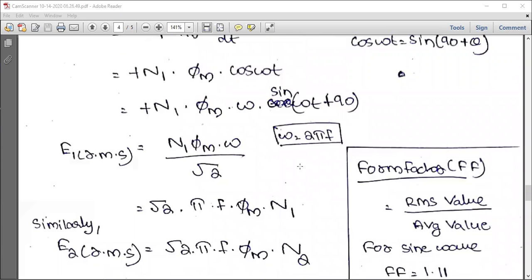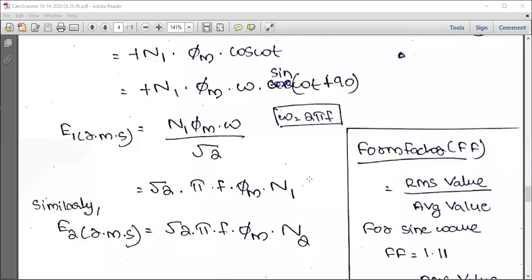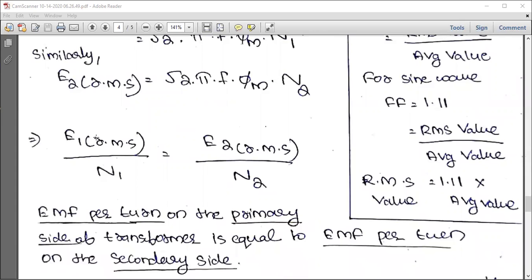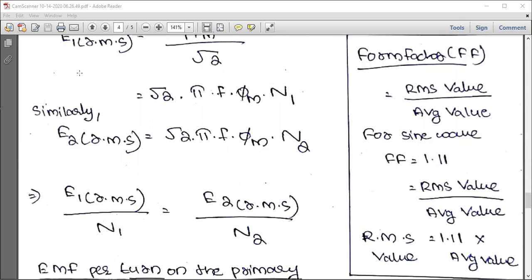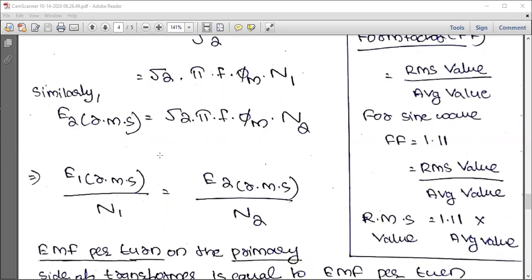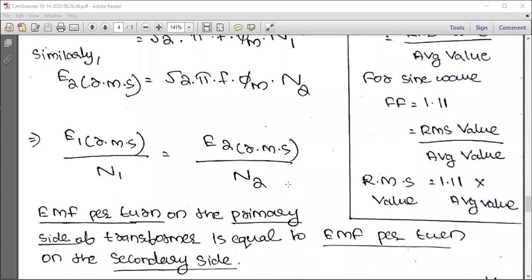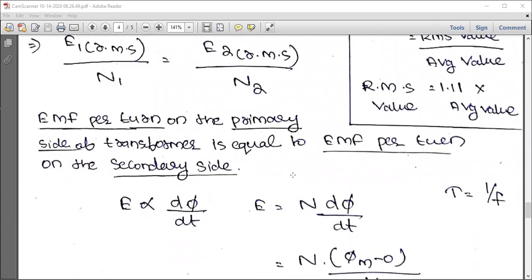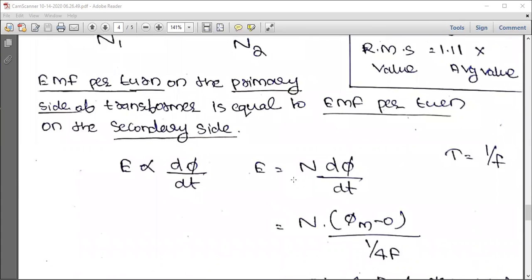Where did the ω come from? Because d by dt of sin ωt is cos ωt into ω. So when we bring N1 and N2 to the left hand side, we can see that the expressions for E1 RMS and E2 RMS are the same. So E1 RMS by N1 is equal to E2 RMS by N2. So EMF per turn on the primary side of the transformer is equal to EMF per turn on the secondary side.